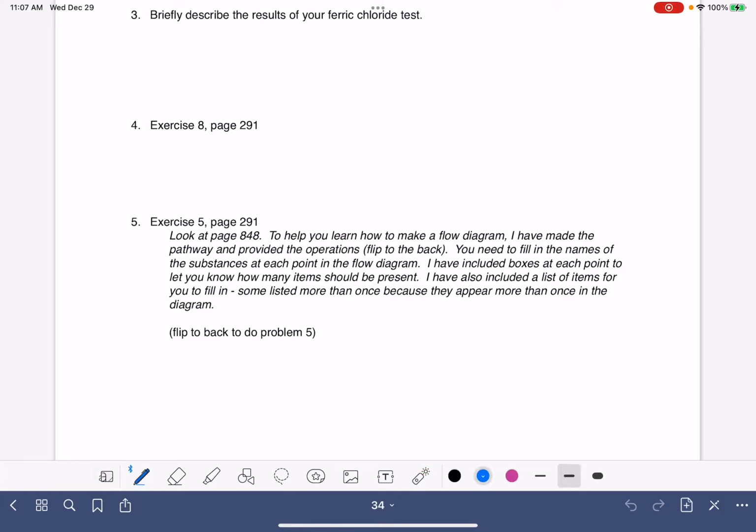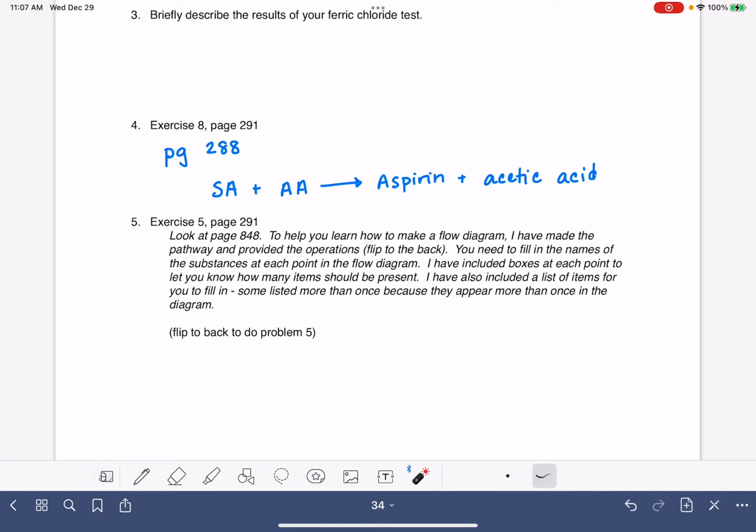You have a chemical reaction on page 288 at the bottom of the page, and that chemical reaction is giving you the structure of salicylic acid. The reaction is salicylic acid plus acetic anhydride, making aspirin and acetic acid. And in this balanced equation, it's giving you the structures of salicylic acid and aspirin, so you could use that to help you answer this question. You could also just use the chemical reaction to help you answer the question.